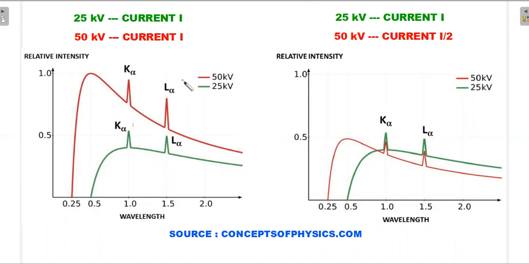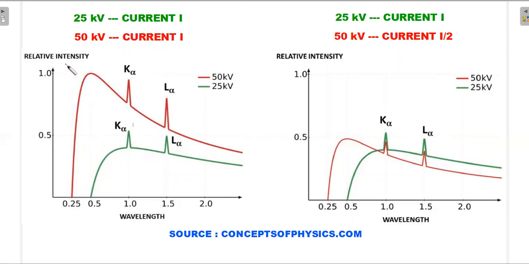Okay, so I will do it in 2 steps so that we go slow and study and understand the situation. These graphs have been taken from a source called conceptsofphysics.com, a beautiful website wherein you'll get nice JEE concepts with simple explanations and great diagrams. So you should check it out.